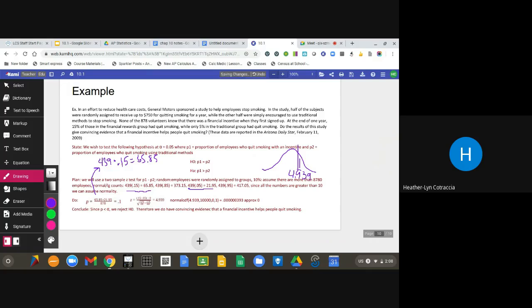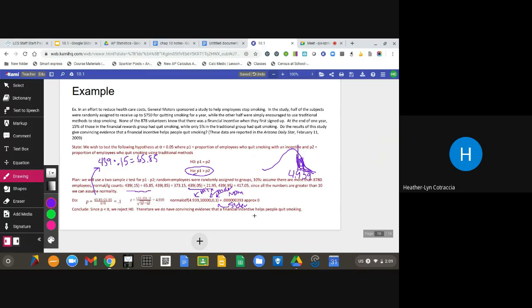And then if you look up here in the alternative, there's a greater than symbol, which means I shade greater than. So then down here, this 4.939 will be my minimum. 10,000 is my maximum. 0 is my mean. And 1 is my standard deviation. And then done on the calculator, that gives me a very, very small number, which is approximately 0. So since P is less than alpha, we reject the null. P is small, we reject the null. Therefore, we have convincing evidence that the financial incentive helps people to quit smoking.